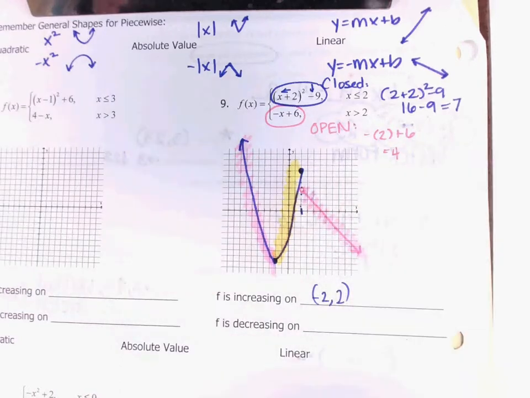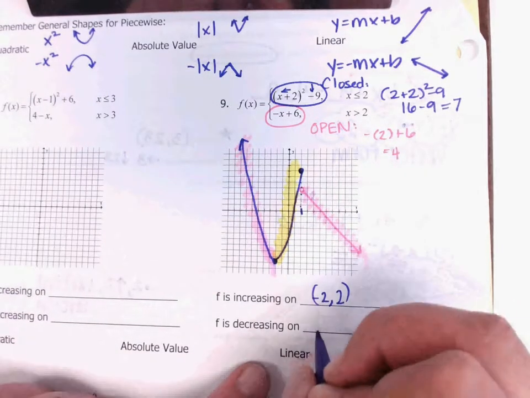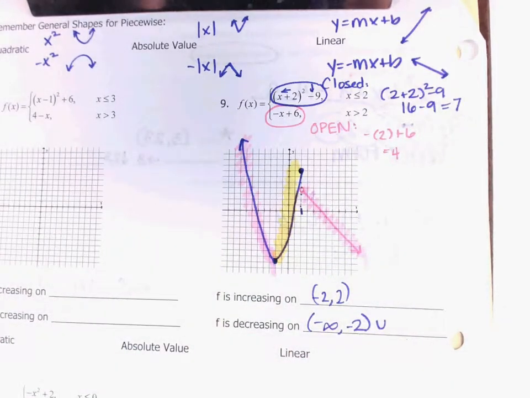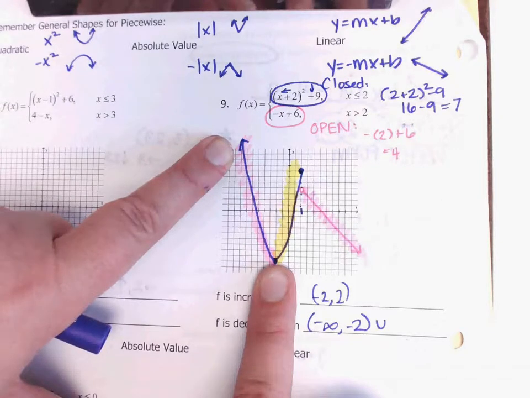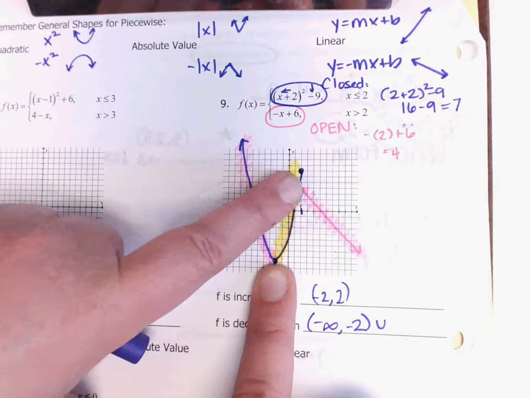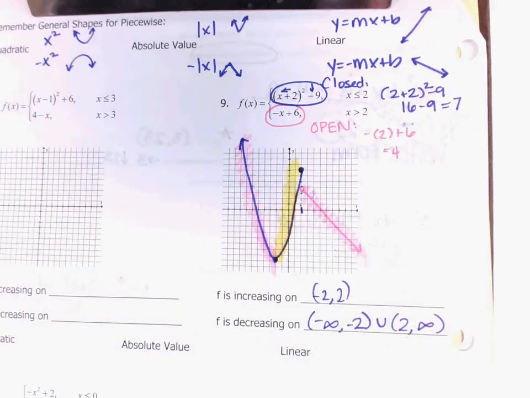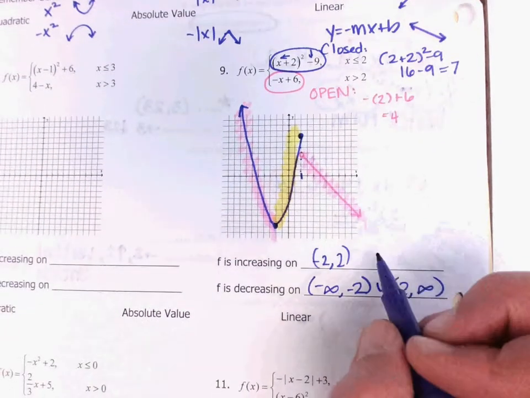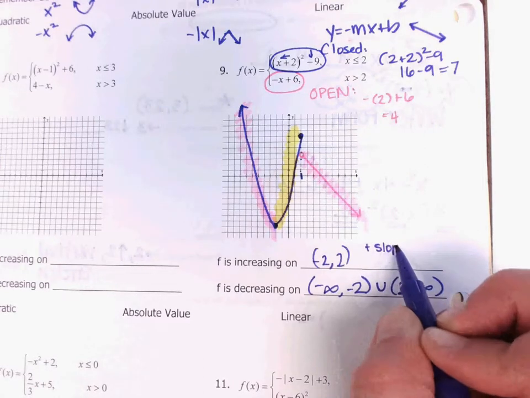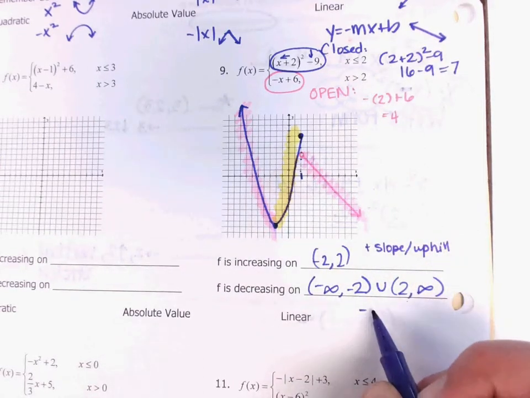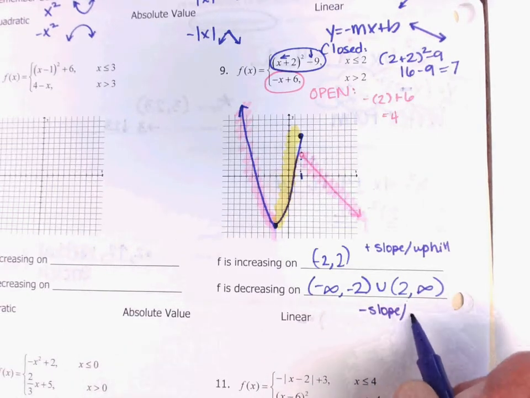Downhill again. Until infinity. So my graph is decreasing from negative infinity to negative 2, union. That's my first little chunk right here. And then my second chunk is from 2 to infinity on the other side. So remember the difference. Increasing just means that it has a positive slope or it's going uphill, versus decreasing is a negative slope or downhill.